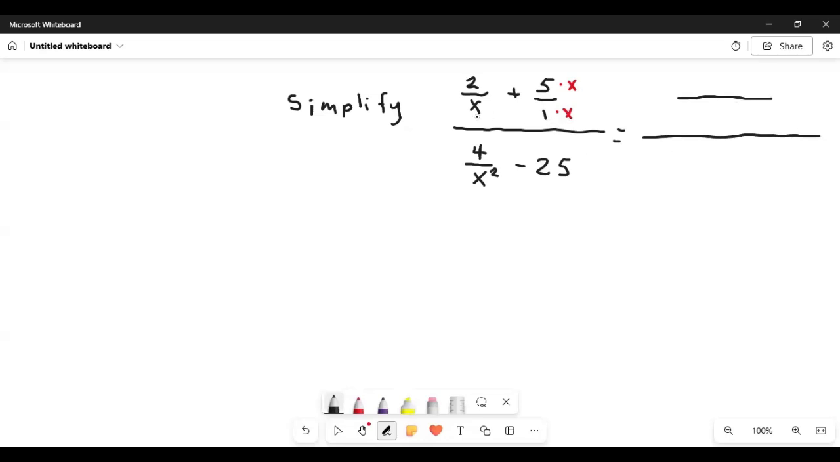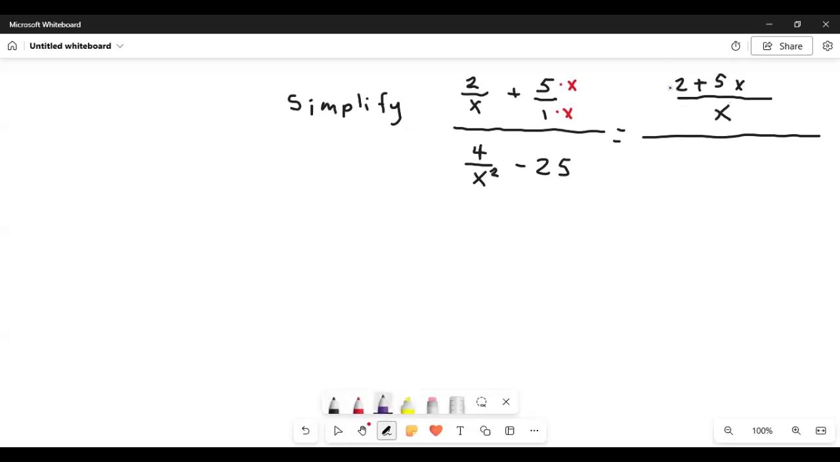Since 1x is equal to x, the denominators of the fractions on the top are the same. Since the denominators are the same, that is good, and the denominator is going to stay the same after we add the two fractions. On top, we have 2 plus 5x. We cannot factor anything here, so we are done on the top. Nothing cancels, nothing factors, we are done.